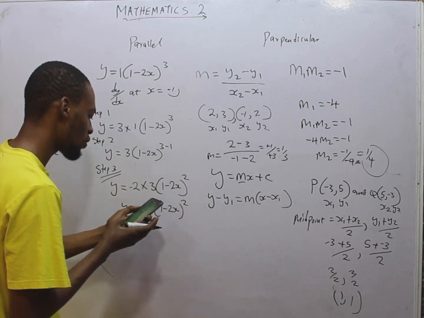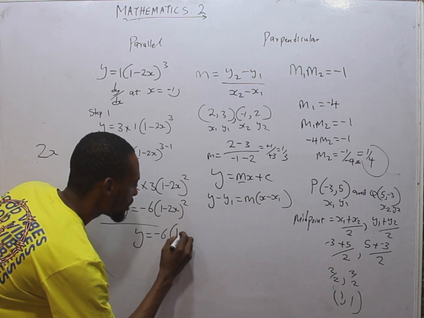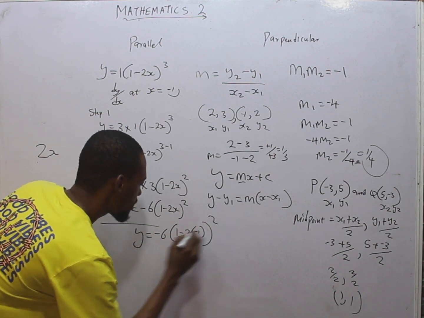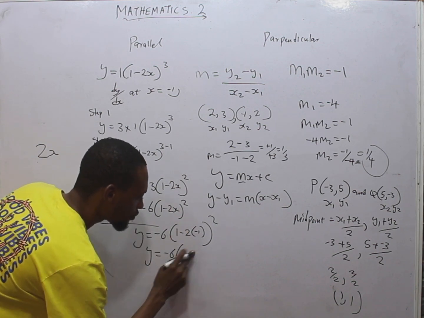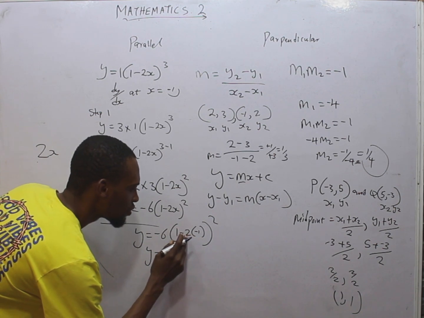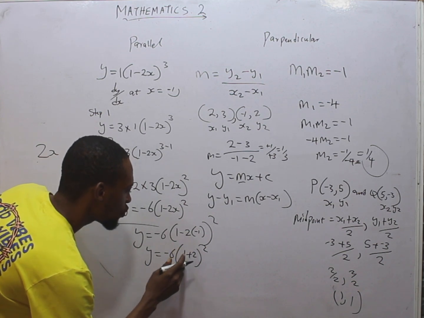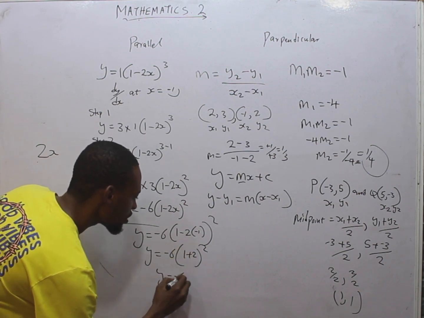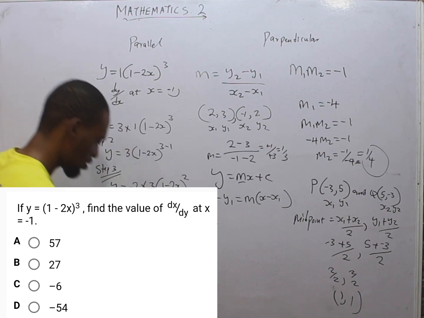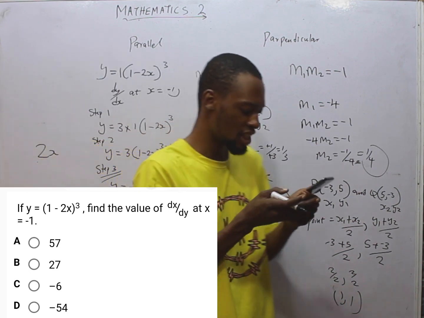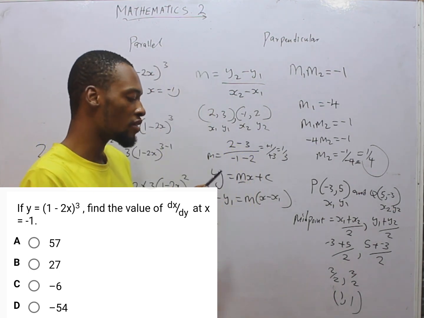Since x is minus 1, y is simply equal to minus 6, 1 minus 2 times minus 1, squared. So y is equals minus 6, 1 minus 2 times minus 1, that is 2. Yes, plus 2, squared. 1 plus 2 is 3. So y is equals minus 6, 3 squared. Y is equals minus 6 times 9. So that is the correct option, minus 6 times 9. And minus 6 times 9 should give you minus 54. So minus 54 is your answer.